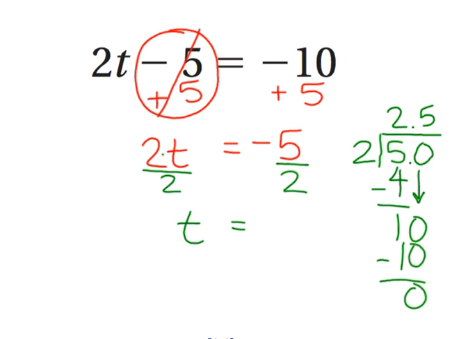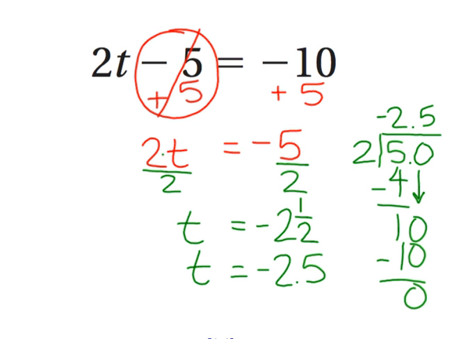So if I choose to divide, I'm going to end up with negative 2 and 5/10. If I choose to leave it as a fraction, I can just rewrite it as a mixed number instead of improper. So 2 goes into 5 twice with 1 out of 2 left over. So either of these would be acceptable answers to that problem.